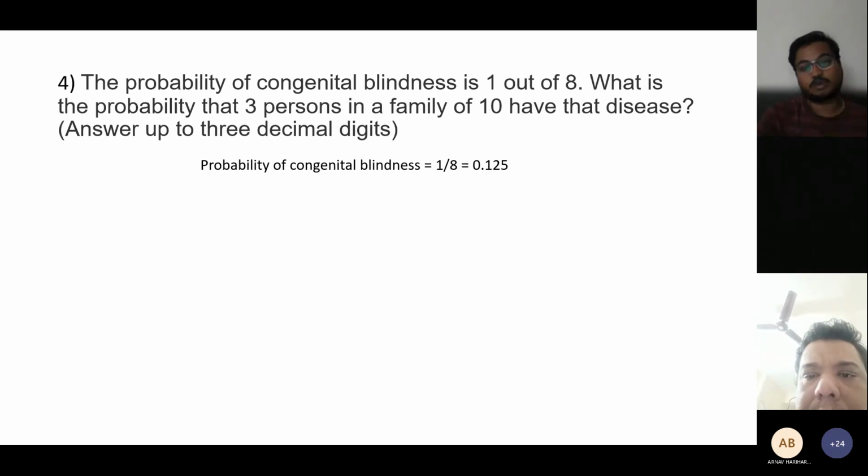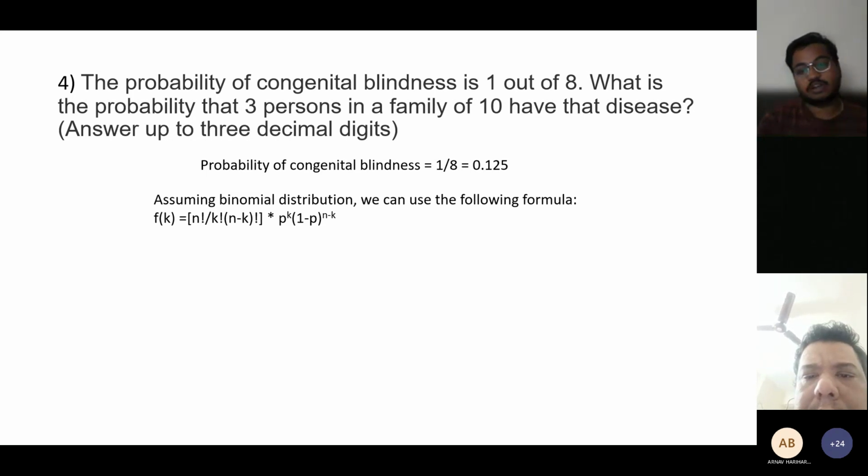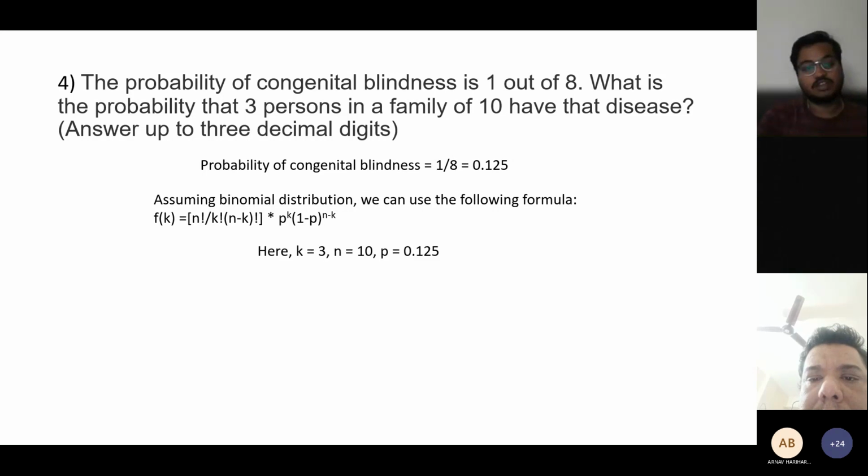So we are given that the probability of congenital blindness is 1 by 8, which is 0.125. And we can assume that it's based on a binomial distribution. It's like tossing a coin 10 times and getting 3 heads. So here we have k equal to 3, where k is the number of times the event happens. Here the event is getting congenital blindness. n is 10, which is the number of trials, the number of persons in the family. And p is the probability of congenital blindness happening.